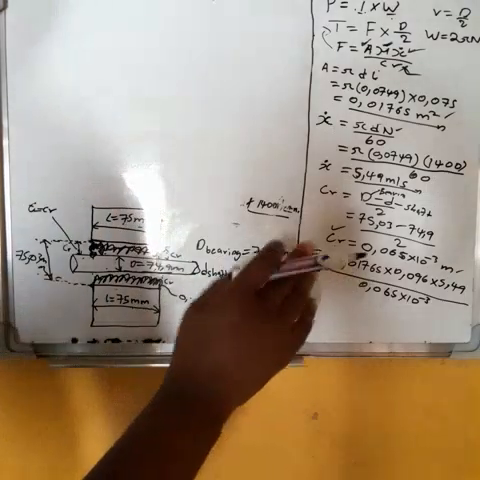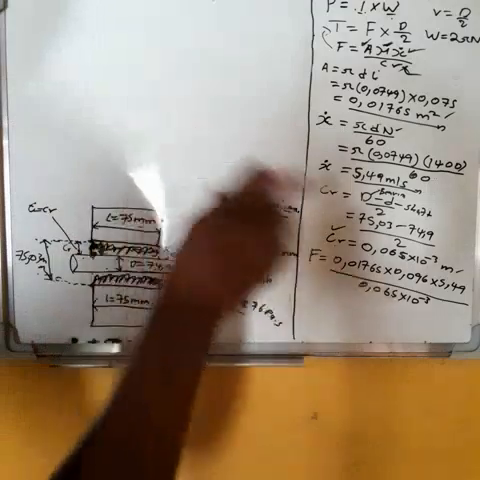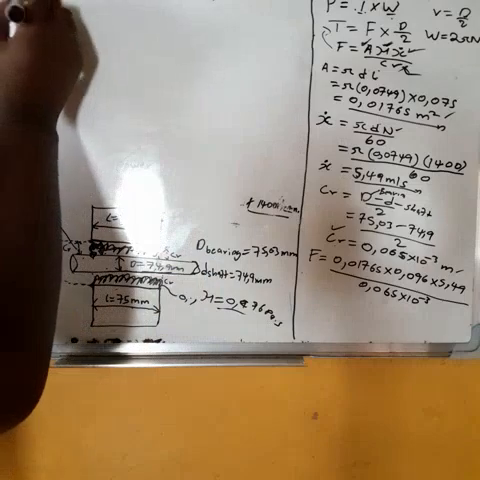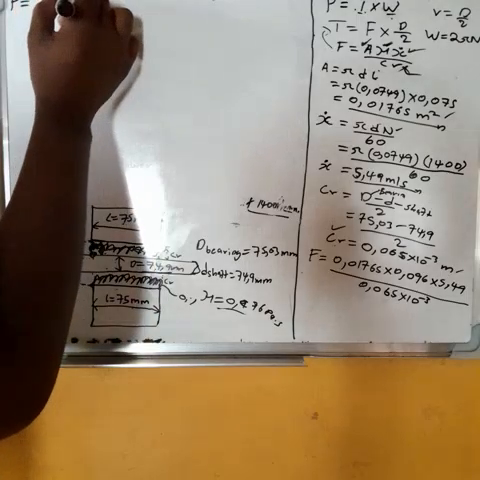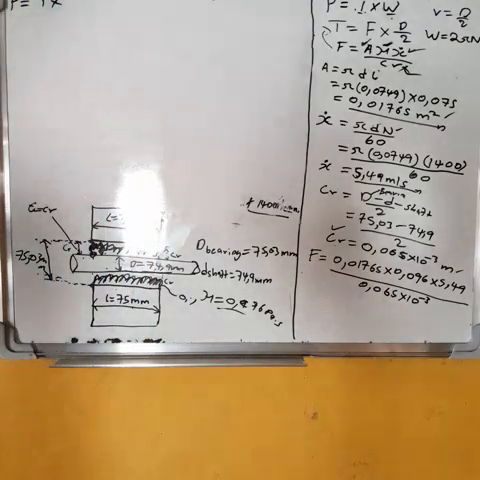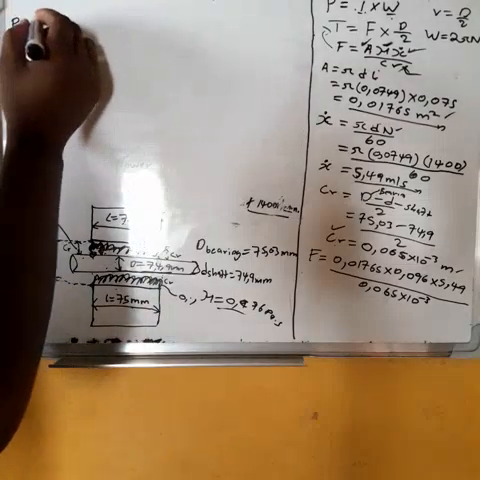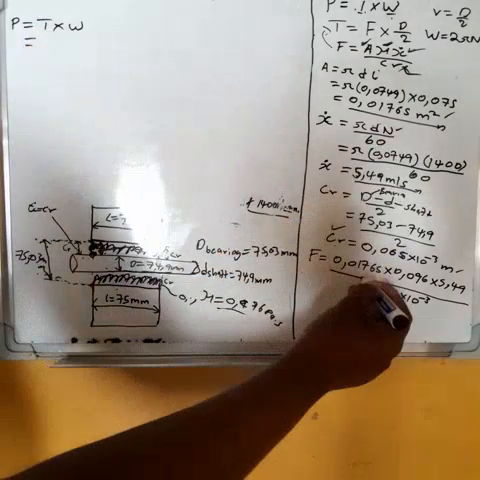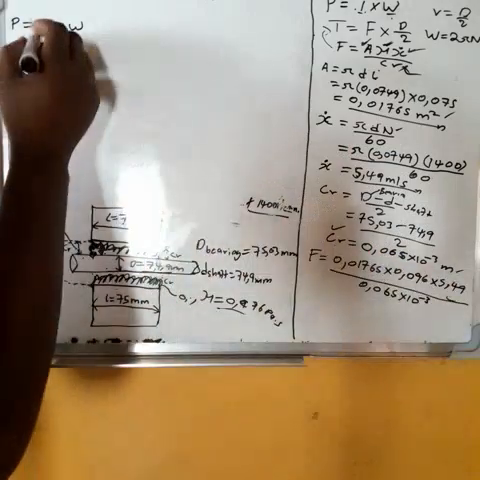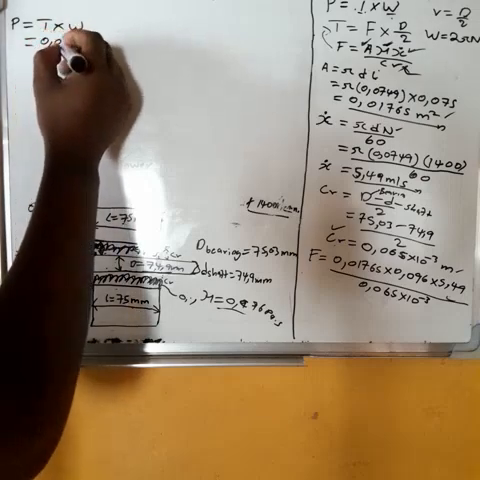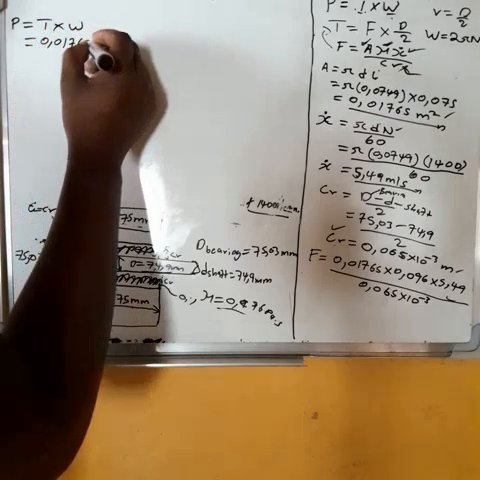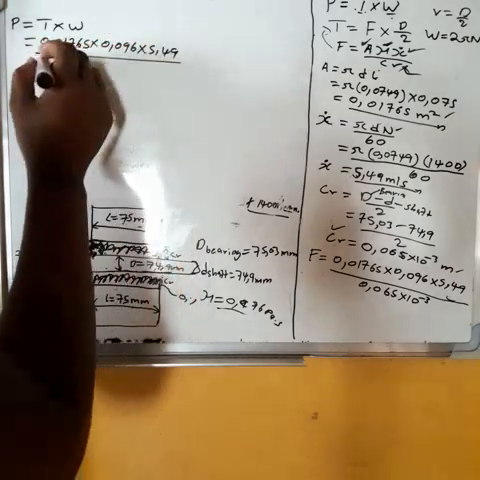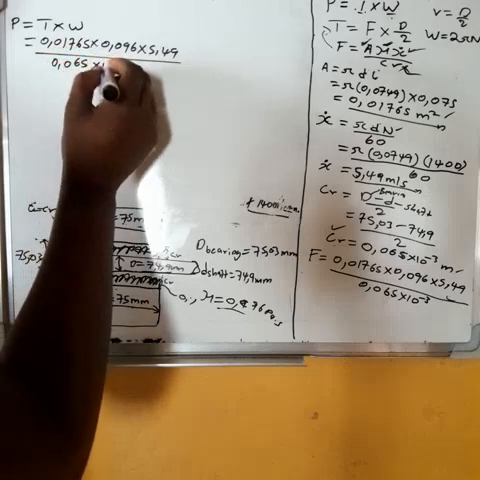Let me just write torque. Power is equal to torque multiplied by angular velocity. Then the force here is 0.01765 times 0.096 times 5.49 over 0.065 times 10 to the minus 3.